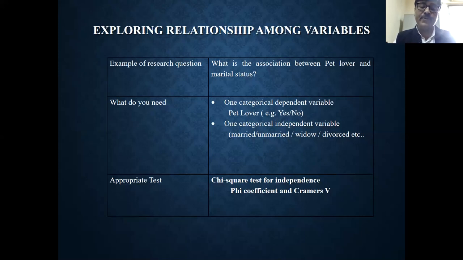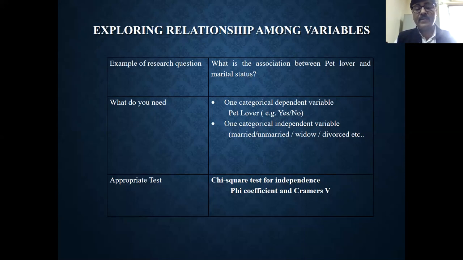The phi coefficient is useful when you have a 2x2 contingency table. For example, the dependent variable is yes/no and the independent variable is also yes/no, so you will get a 2x2 contingency table. And if one variable is measured on two levels and another variable is measured on more than two levels, then Cramer's V is appropriate. Both phi coefficient and Cramer's V give the strength of association between two attributes.